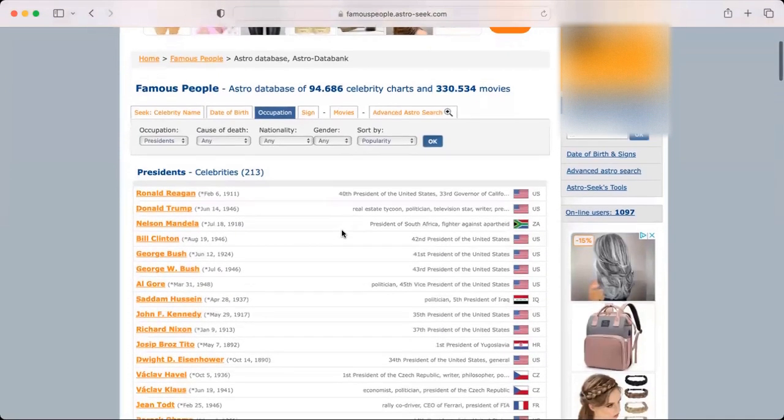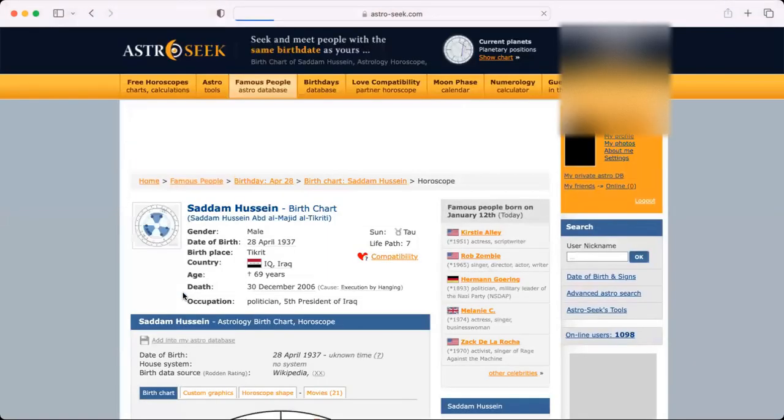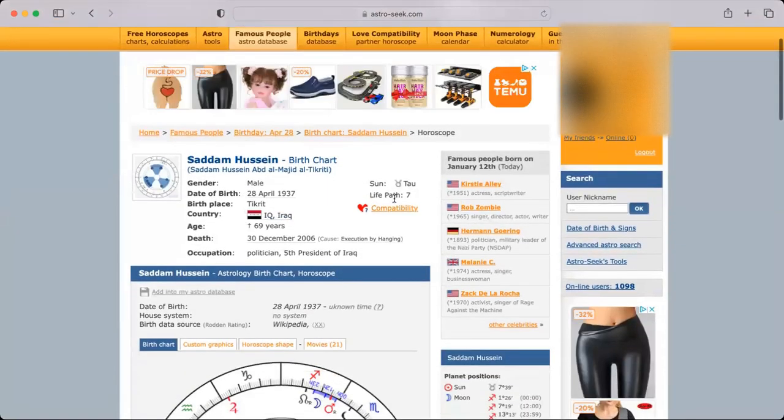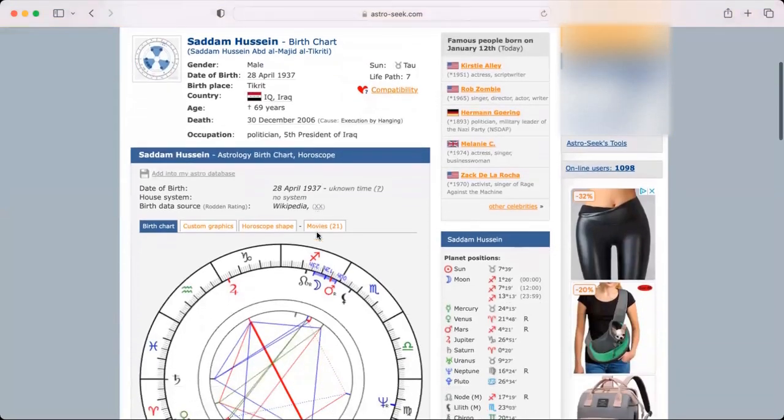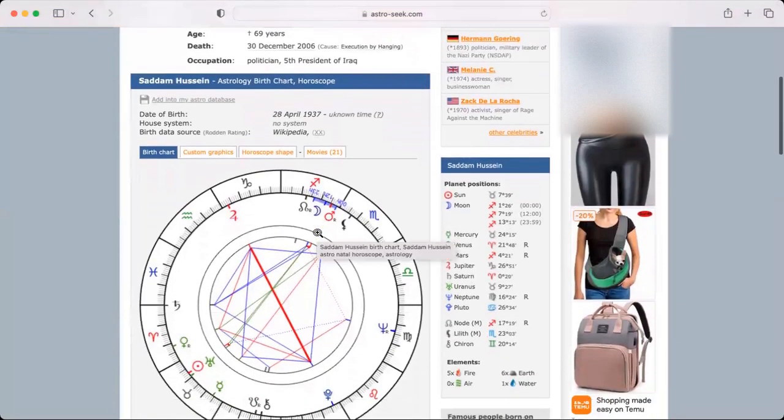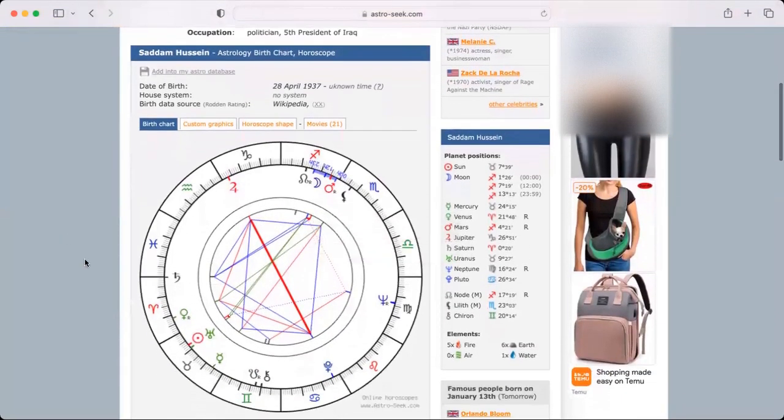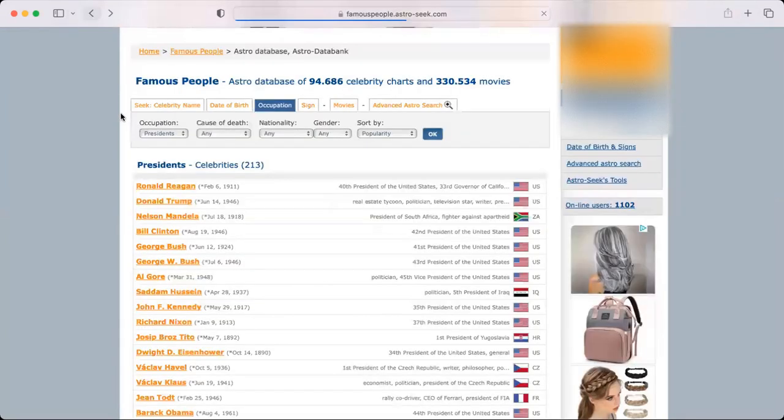Presidents. Let's do Saddam Hussein. I want to look back at his chart because he's a Taurus sun, life path seven, like me. I'm a life path seven and a Taurus. Okay. Taurus sun. The Mercury is in Taurus as well, the same sign, so that rule applies. And then the Venus is one sign before, in Aries, the first sign. Taurus is the second sign in zodiacal order. So it's one sign before. So yeah, it applies. We'll look at one more chart.